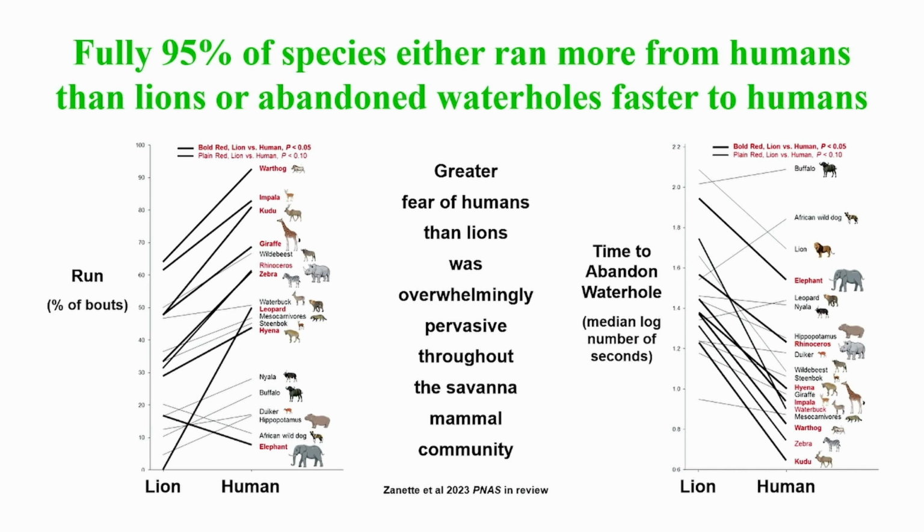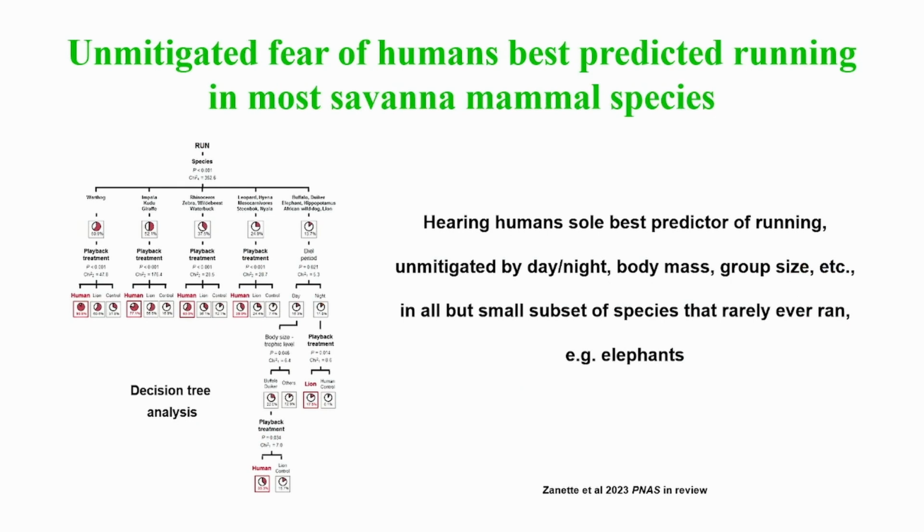Now, not only was greater fear of humans overwhelmingly pervasive, it was also wholly unmitigated by other factors in most savanna mammal species based on a decision tree analysis. So whether it was day or night, whether the species was enormous or diminutive, or occurred in large groups or small, hearing humans was the sole best predictor of running in all but a small subset of species that rarely ever ran, for example, elephants.